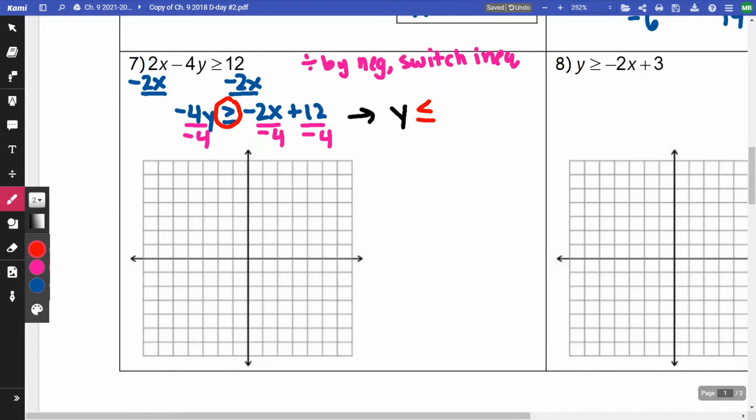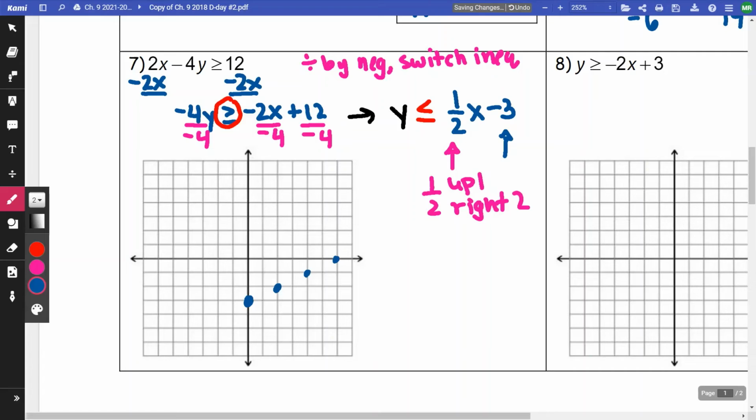And then I am going to have y is less than or equal to 1/2 x, if I do that math, -3. So for this, I'm going to have a y-intercept at -3 because that's the constant. Then my slope is 1/2, which means I'm going to go up 1, right 2. So from here, I'm going to go up 1, right 2, and I'm just going to keep doing that.